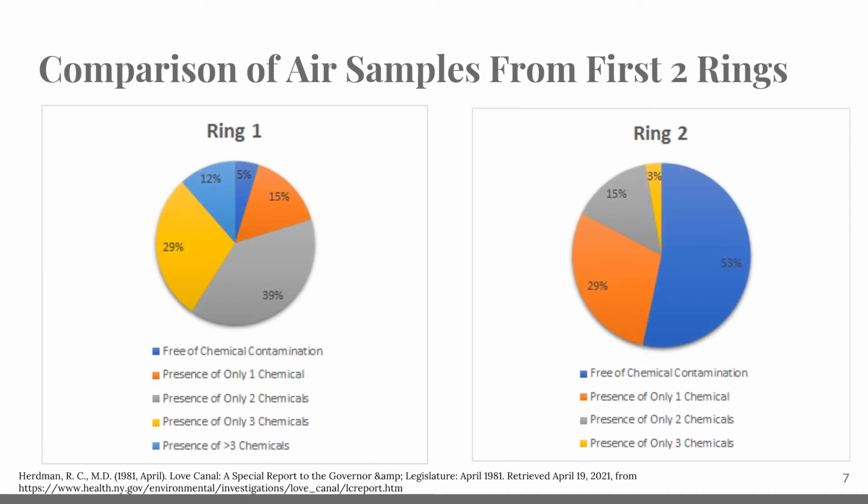Comparison of air samples from first 2 rings. These 2 pie charts are a comparison of the air samples from homes directly across the canal, which is known as the first ring, versus homes farther away from the canal, known as the second ring.